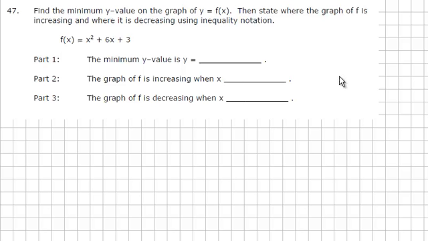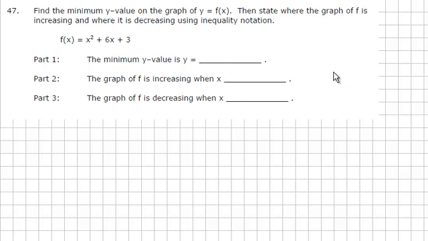Find the minimum y value on the graph of y is equal to f of x. Then state where the graph of f is increasing and where it is decreasing using inequality notation. Our function is given to us as f of x is equal to x squared plus 6x plus 3.